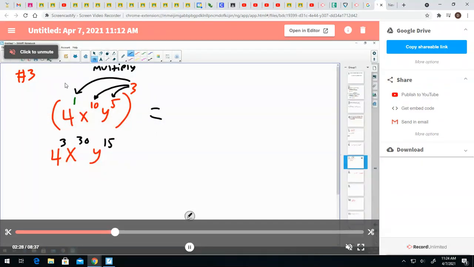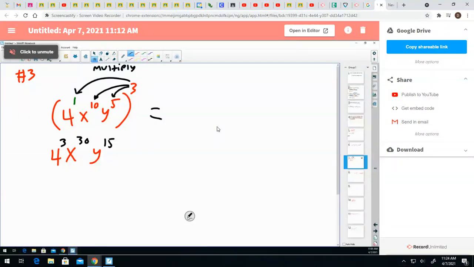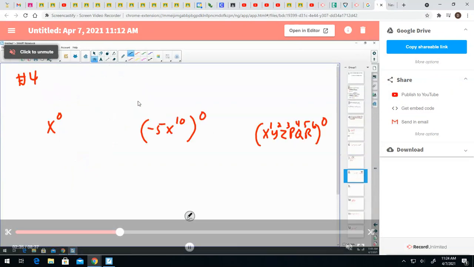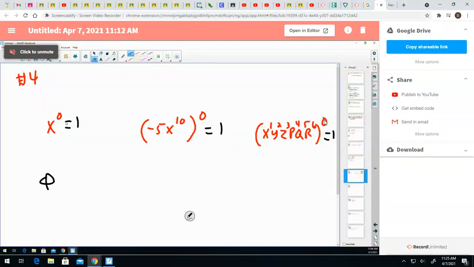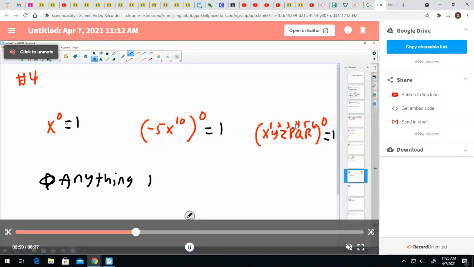And again, this is tit for tat. So number 3 on the quiz will be like this one. Number 2 like number 2. Number 1 will be like number 1. So here, number 4, we have x to the 0, negative 5x, 10 to the 0, all this to the 0. It's all 1. Anything to the 0 power, if you have 0 on the outside here, this will be equal to 1. Okay, if you had a 0 on the inside, just that part would be 1.